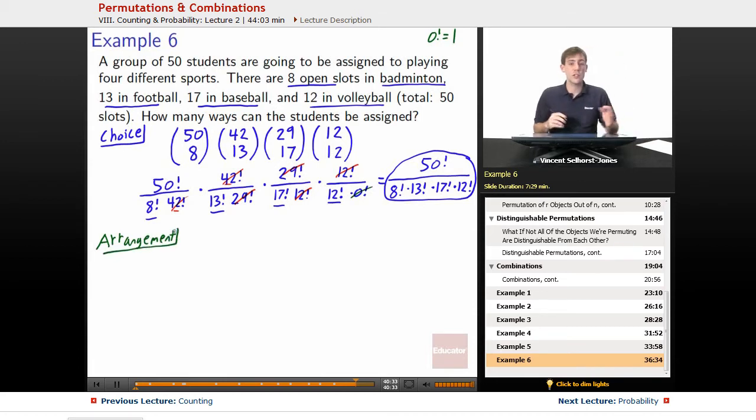But it works faster, and I think it's a little more satisfying. But the choice method works great. If it makes sense and this arrangement one doesn't quite make sense, use the choice method. Whatever makes most sense to you is the way you want to work. But the arrangement method, you might find that this makes sense, and it will go even faster.